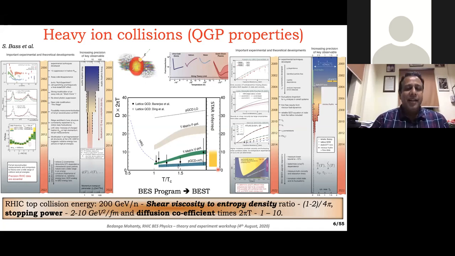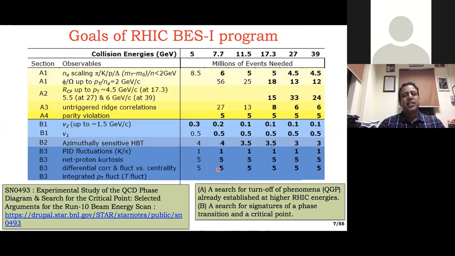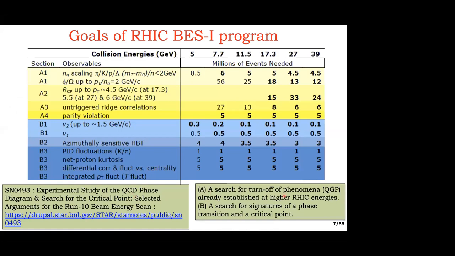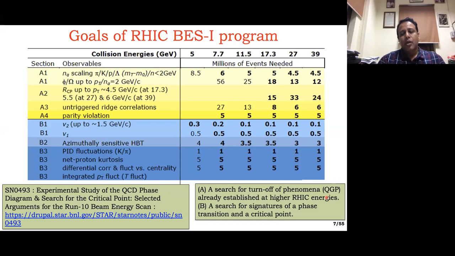Then that led us to the goal of the beam energy scan phase 1. This was proposed by STAR in this public note, and there were 2 ideas to look for. One is, just now I discussed the phenomena of QGP. We were looking to see if this phenomena turns off as we dial down the beam energy from top RHIC energy to lower energy. The second was to look for signatures of phase transition and critical point.